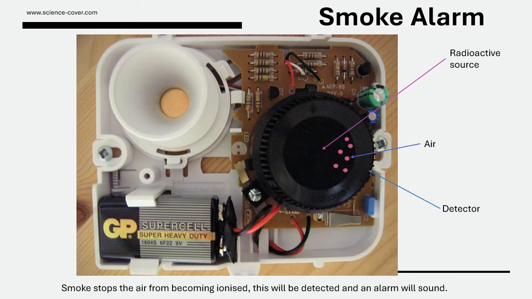Let's have a look at this process in action. So we've got here our radioactive source marked at the center of the ionization chamber, and you can see the detector around the outside, and between the radioactive source and the detector is our air particles. Now the radioactive source will give off alpha radiation, which will travel out and strike the air particles.